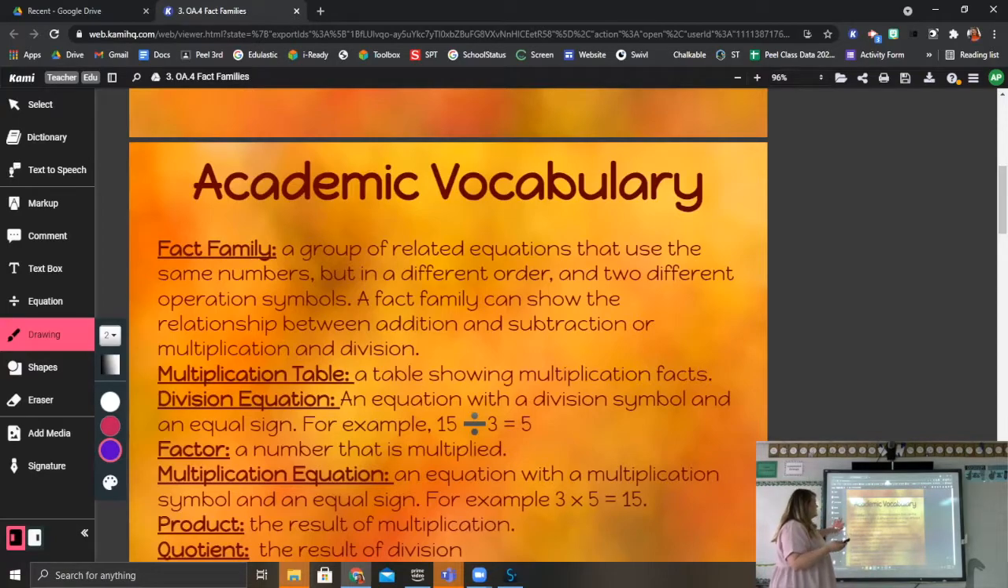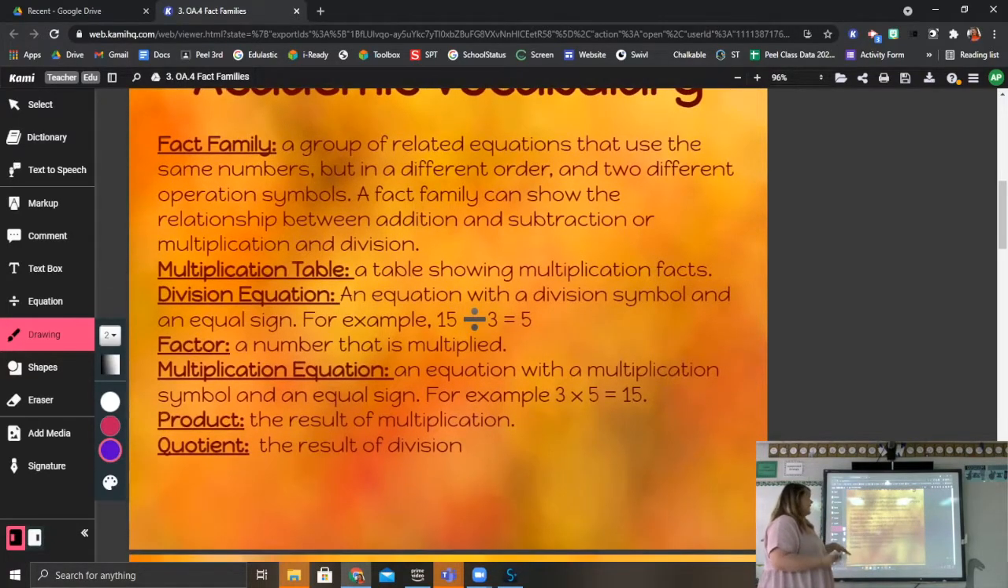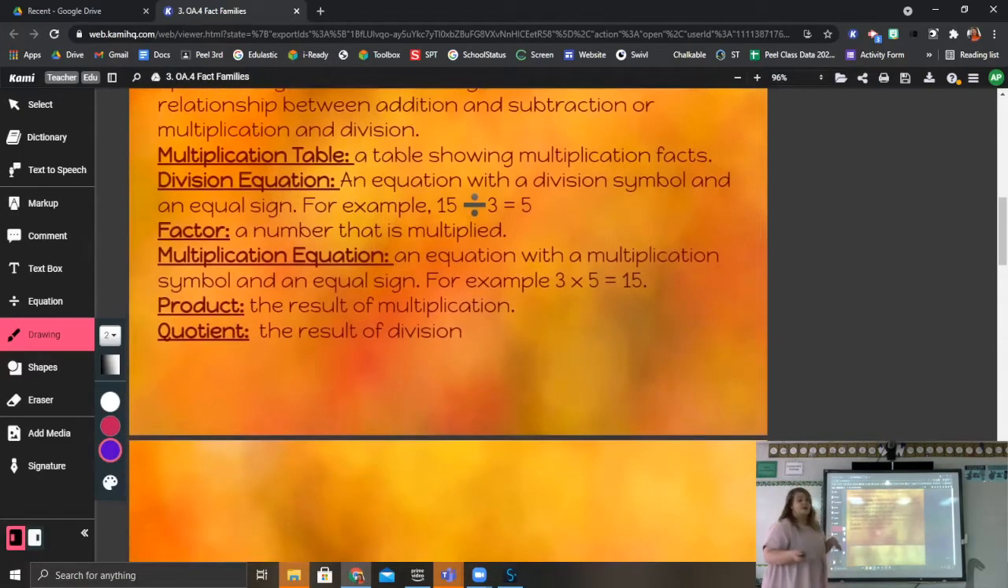A multiplication table is a table showing multiplication facts. A division equation is an equation with a division symbol and an equal sign. For example, 15 divided by 3 equals 5. Factors are numbers that are multiplied. A multiplication equation is an equation with a multiplication symbol and an equal sign. For example, 3 times 5 equals 15. A product is the result of multiplication and a quotient is the result of division. You can come back to this at any time to review over these words.